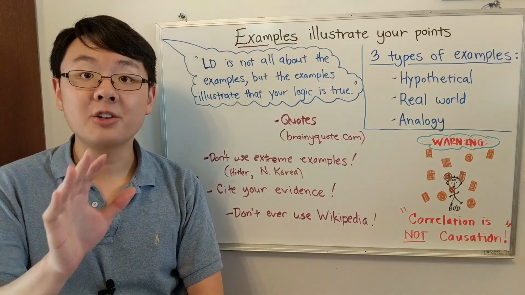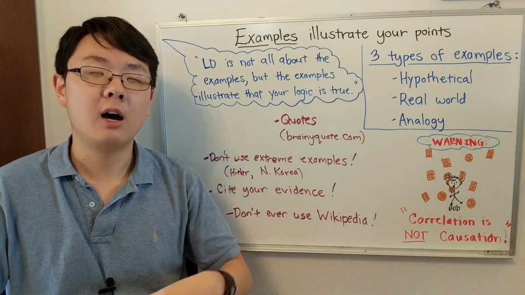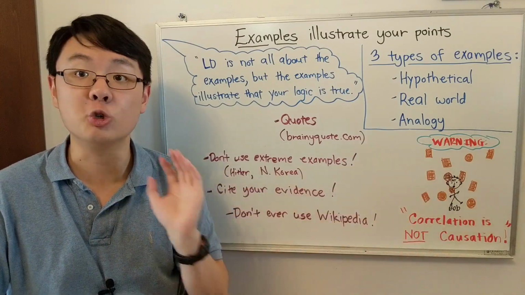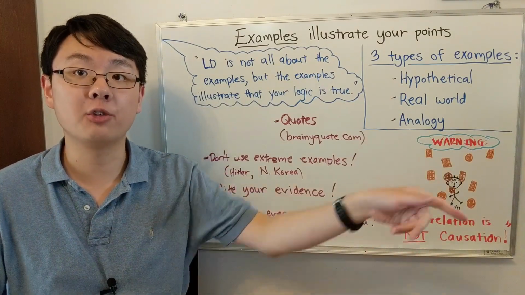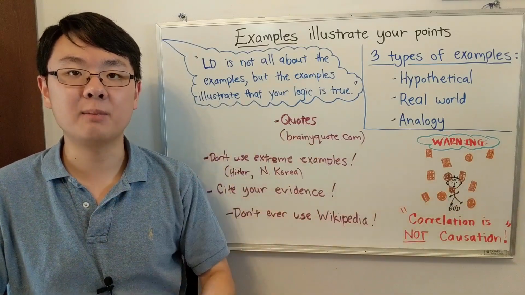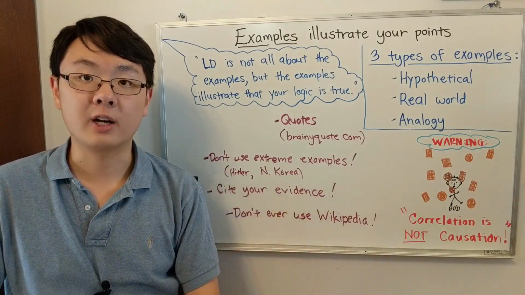Now, don't get me wrong. I'm not saying that you shouldn't use examples of something going wrong. You should have examples of your opponent's side of the resolution going poorly or ending in disaster or something like that. You should do that. You should have examples of bad things happening. Just don't make them too extreme. Just use common sense and make sure it's not ridiculous, the example that you're using, because it's so extreme.